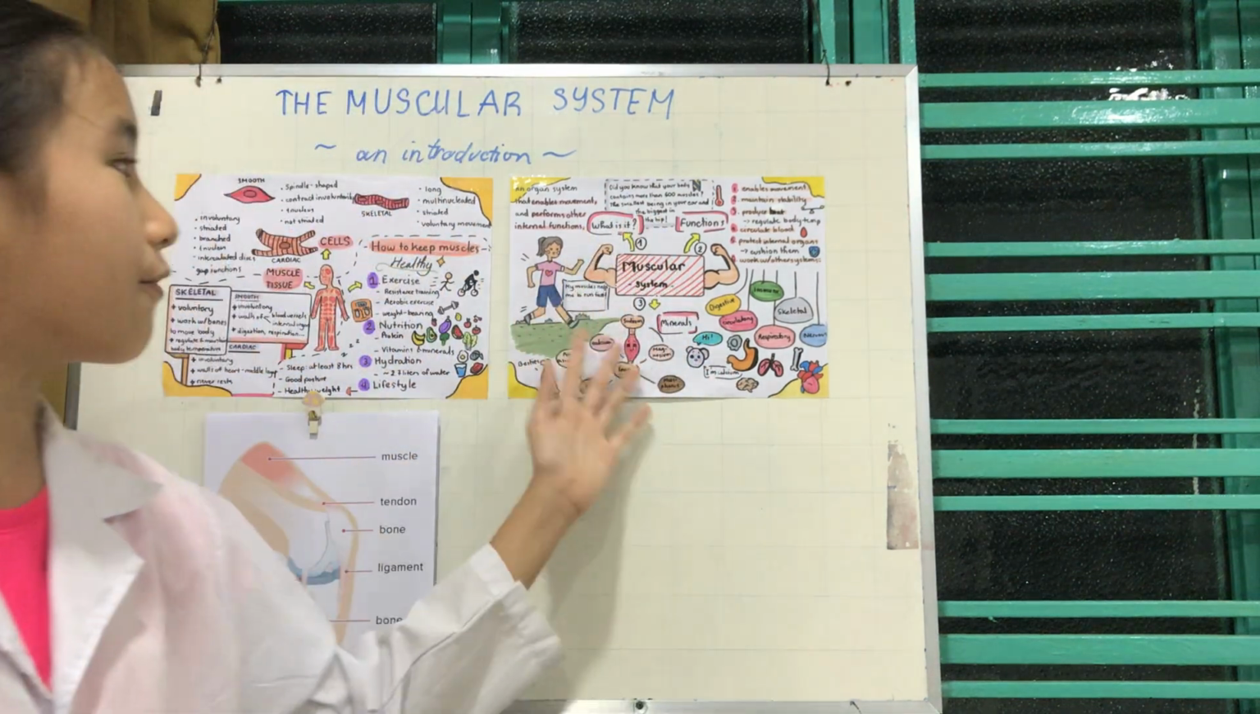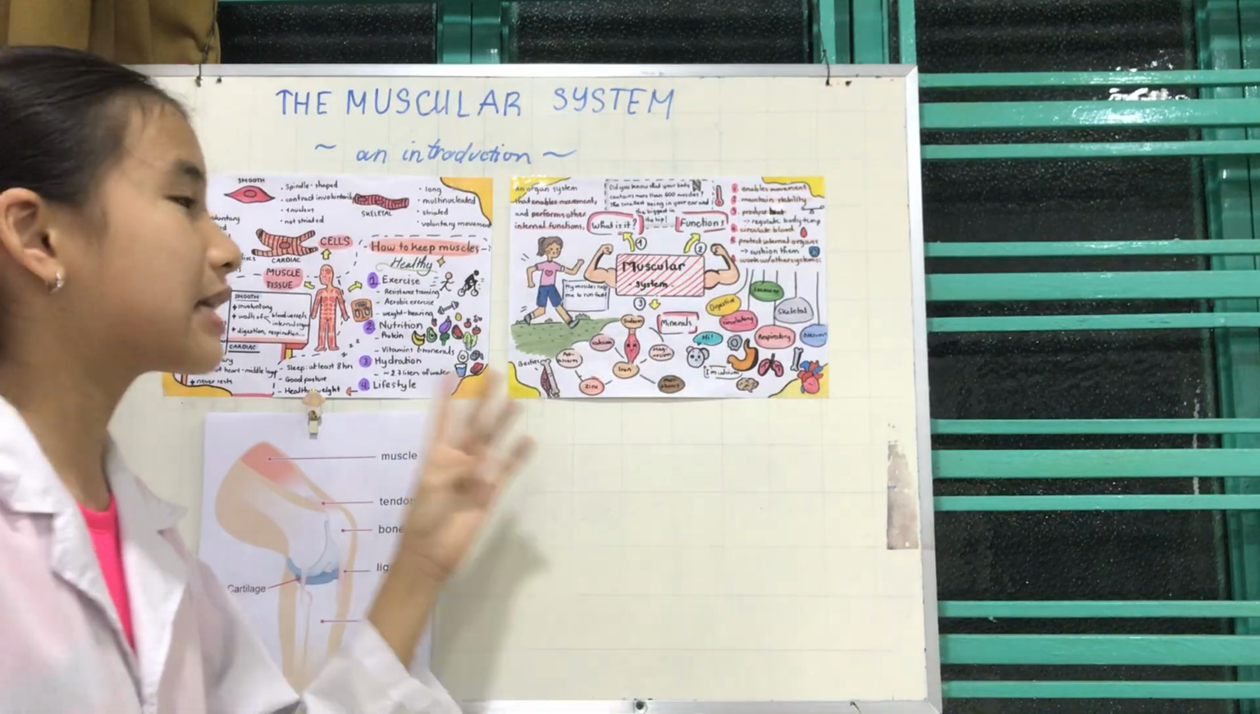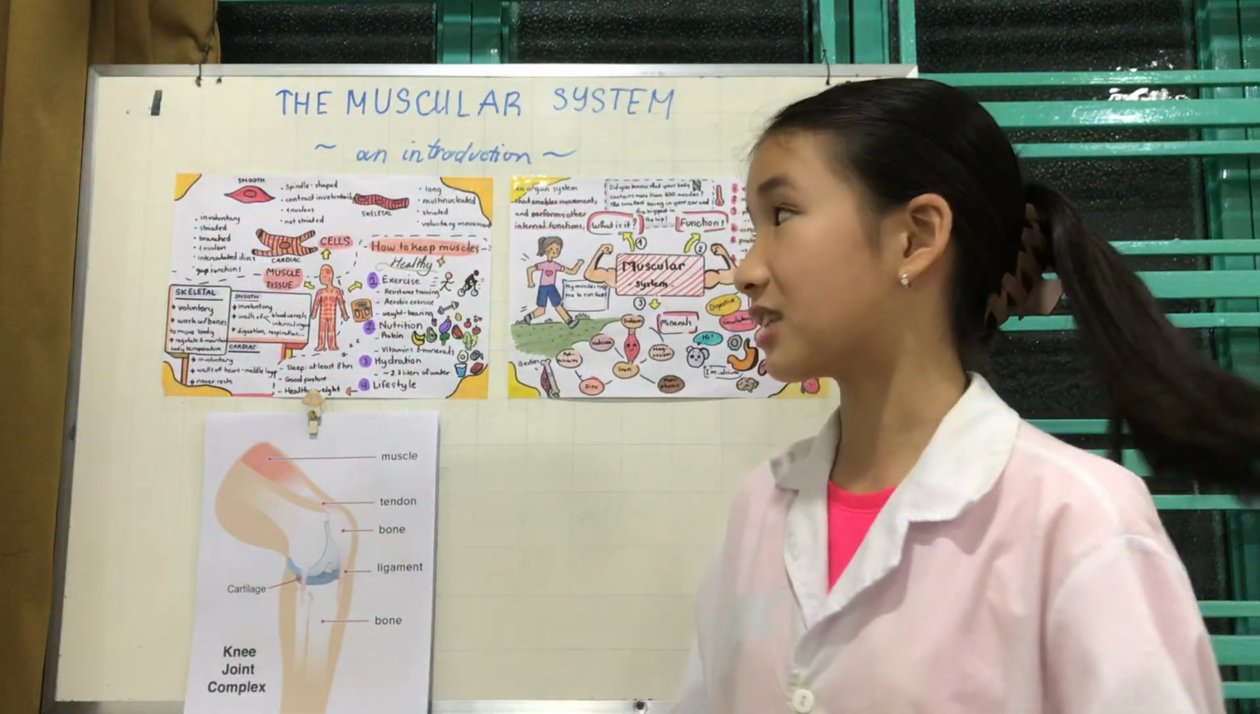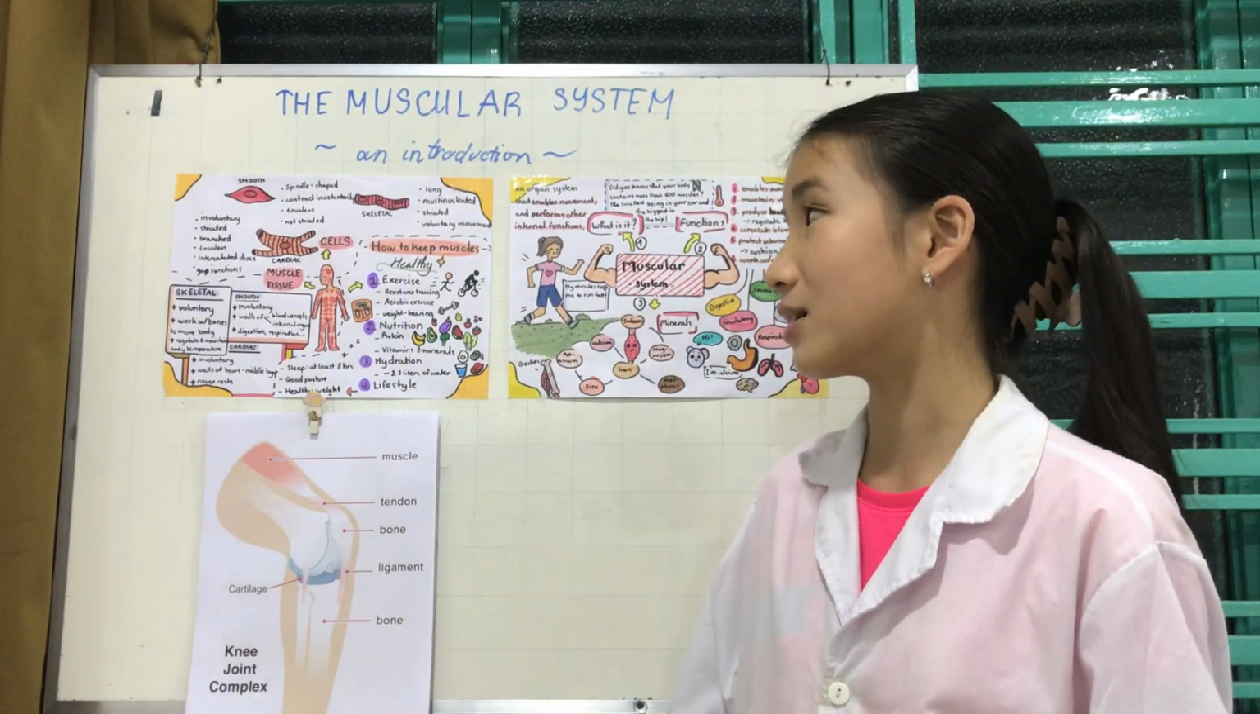So that is for the first mind map. It covers 3 parts: what is it, functions, and minerals. Let's move on to the other mind map that I have, which covers the last 3 main parts.